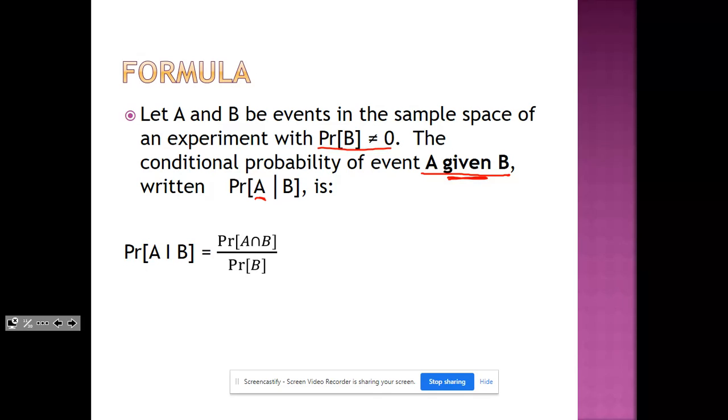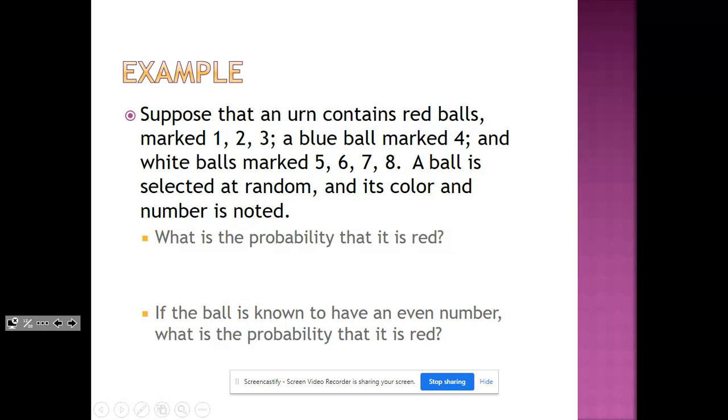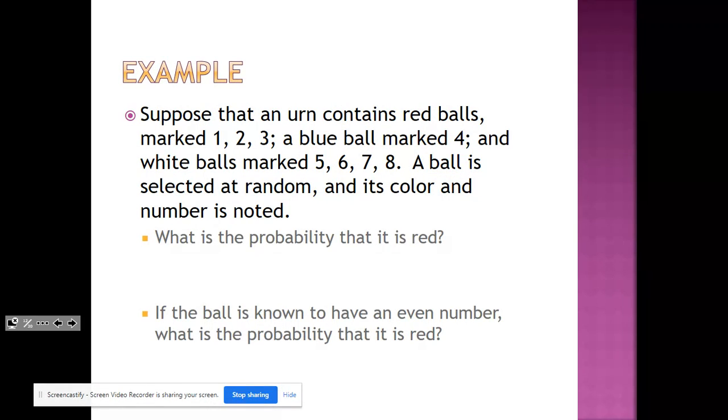Anyways, that's the formula. We use that sometimes, but not always. A lot of times it's easier not to use the formula. So, example here. We've got our good old urn that everybody loves, containing 3 different color balls. They are all marked with a different number. Reds are marked 1, 2, and 3. Blue is marked 4. White is marked 5, 6, 7, and 8. We take one out at random and we know the color. First off, what's the probability that it's red? Nothing complicated here. There are 8 balls, 3 are red. So 3 out of 8, right?